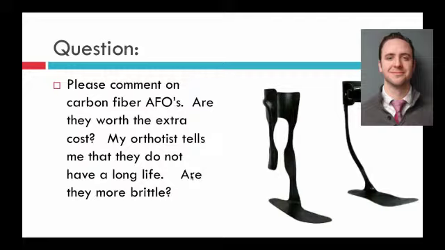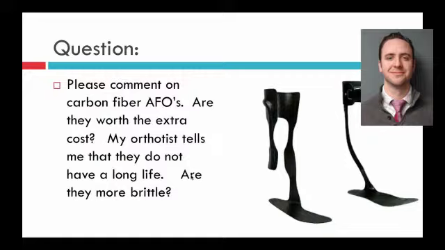Please comment on carbon fiber AFOs. Are they worth the extra cost? To me, they are, in terms of the dynamic aspect, as well as profile, as well as just the experience for patients in general is much better. One of the things in terms of transversely, I cannot rotate that transversely. It's only bending in this sagittal plane of motion. And then the foot orthotics would help then with the coronal plane, or posting the foot to the right position.